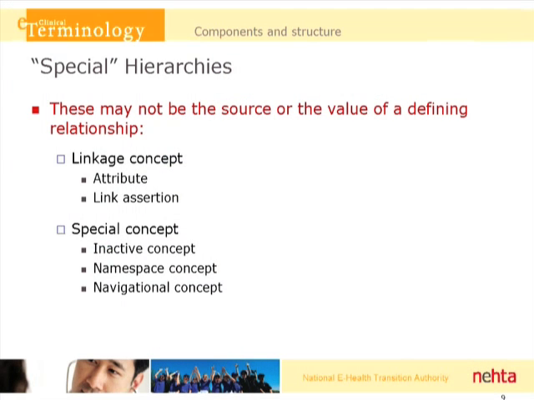What I haven't mentioned in going through those two pie charts is really the special hierarchies. These are neither the source nor the value of a defining relationship. And so they can be linkage concepts, such as attributes or link assertions, or also special concepts. When we inactivate a concept, we put it into the inactive concept hierarchy. Concepts that are useful for navigation, we put into a navigational concept hierarchy. To identify namespaces, we have a namespace hierarchy.